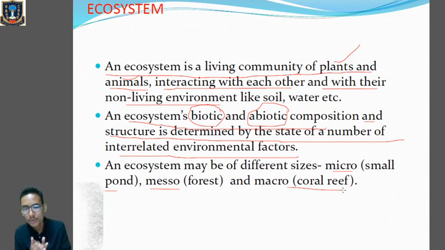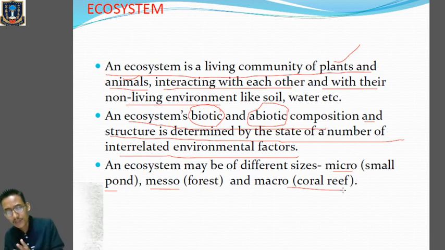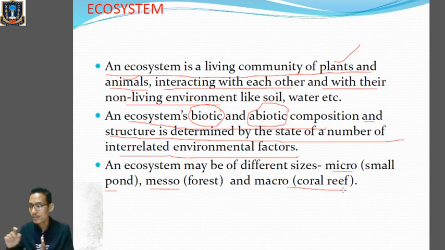So we have to preserve those ecosystems which are still untouched, which are not under the control or the influence of human beings. Those ecosystems which are still untouched need to be preserved.